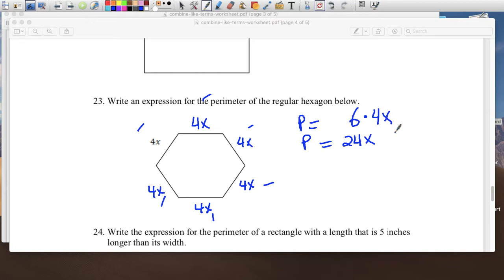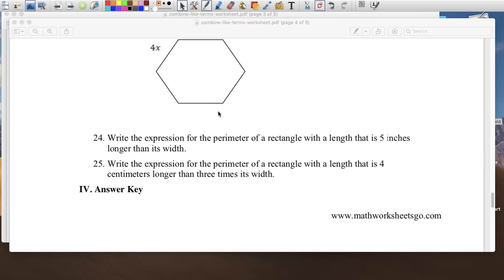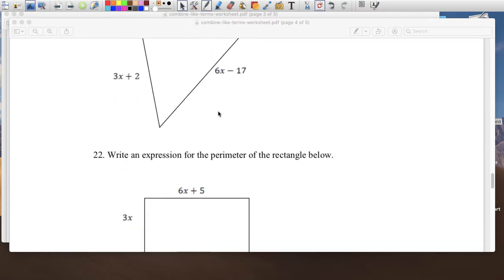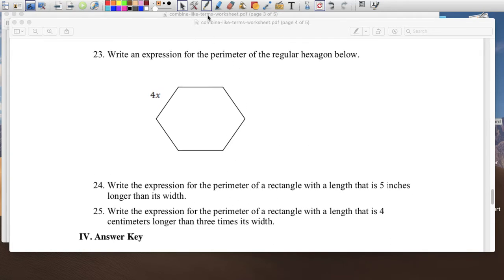You could have added, be my guest, if you want to write 4x 6 times, or you can just realize that it's the same as multiplying by 6. That's fine too. 24. Did I ask you to do 24? Not too sure. All right, so I'm going to do 24 because I don't remember.